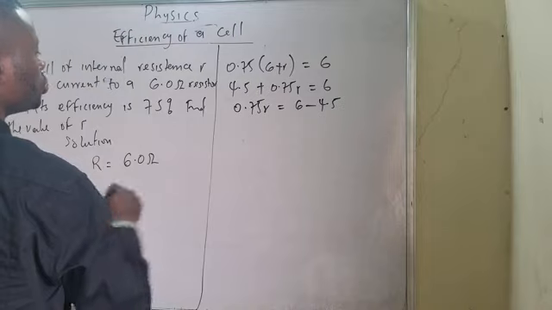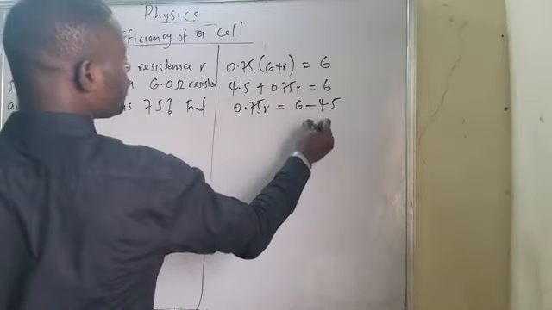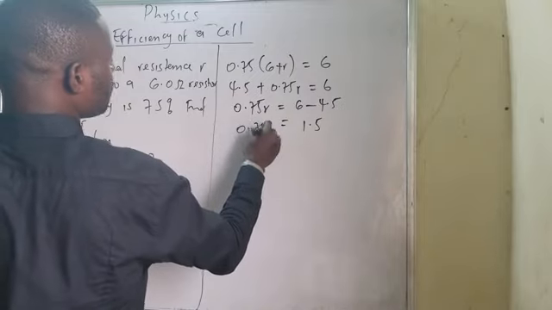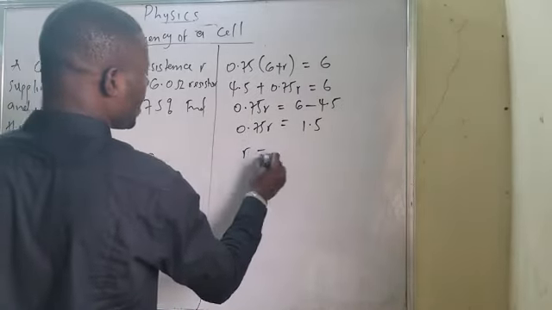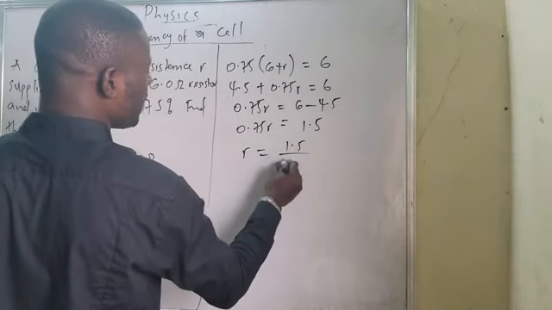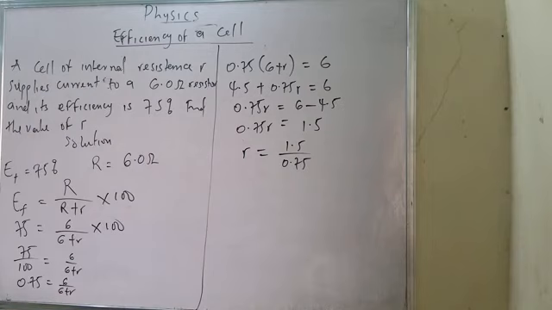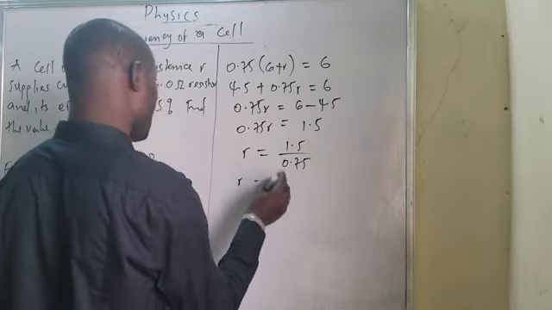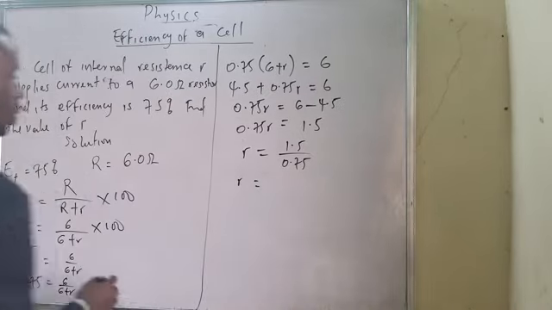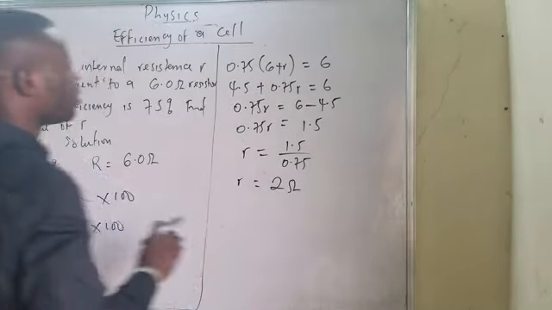If I do my normal calculation, it will be 1.5 equals 0.75 r. I should divide both sides by 0.75. My r will be 1.5 divided by 0.75. With this, I can now say that 150 divided by 75 will be equal to 2 ohms. That is all.